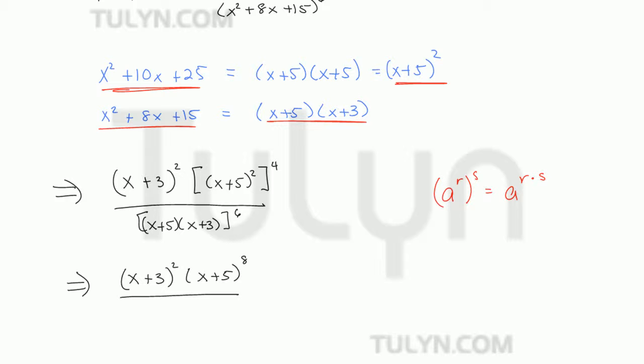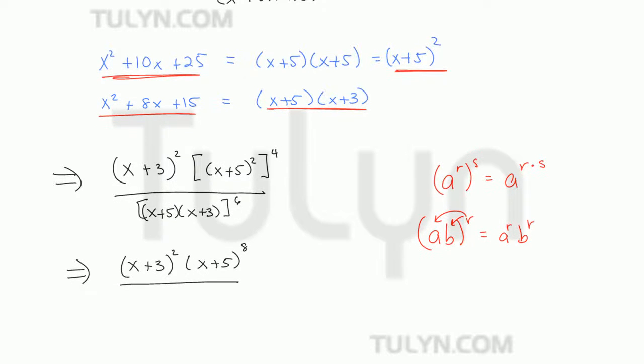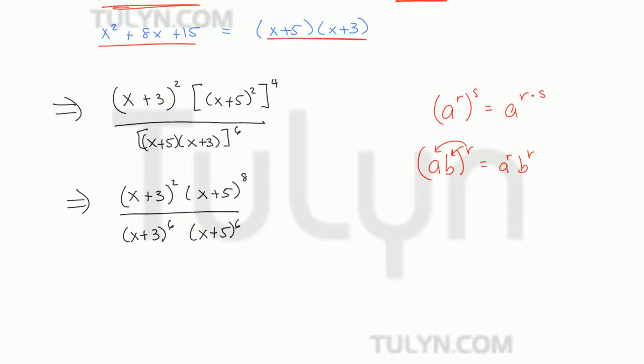And then in the denominator, you can think of the rule where you have a times b to a power. Over the product, that exponent distributes, so you have a to the r times b to the r. So the denominator you can rewrite as (x plus 3) to the 6 and (x plus 5) to the 6. So finally, notice that there's an x plus 3 to different powers in the numerator and the denominator, and the same thing with an x plus 5.